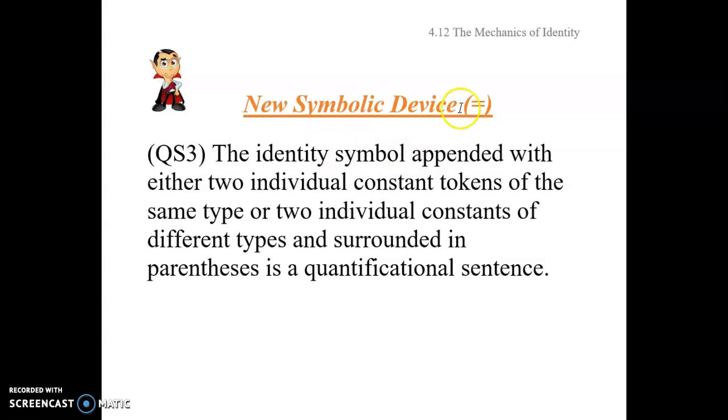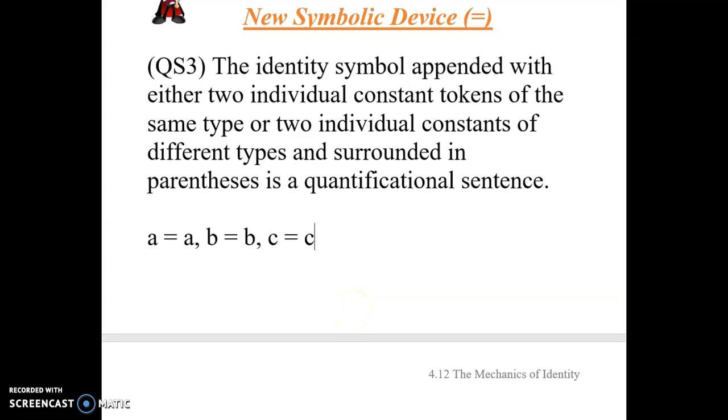So the identity symbol, that's this guy, appended with either two individual constant tokens of the same type, that would be this. Okay, that's a sentence. Two individual constant tokens of the same type. Okay, these are all sentences, according to QS3. Or two individual constants of different types and surrounded in parentheses.